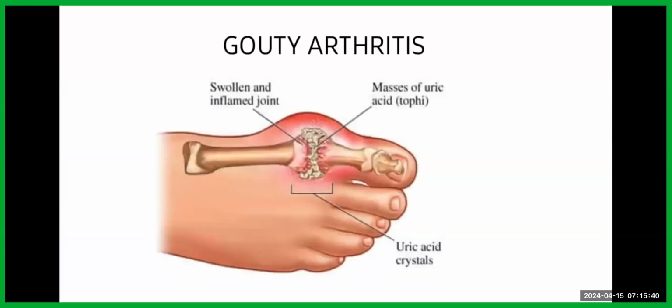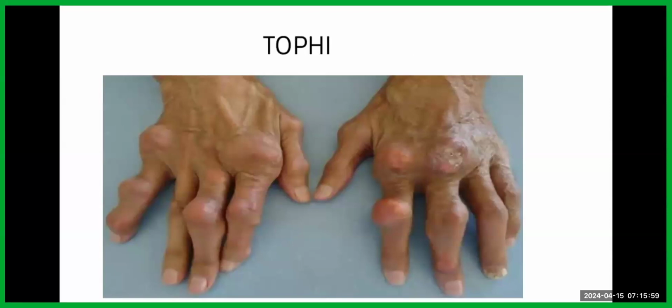So these are the questions. Let's briefly go through maybe 5, 6, 7 slides, just to highlight some of the key things that we have not mentioned. We can see the joint that is commonly affected, the metatarsophalangeal joint of the big toe. You can see there are swelling and masses of uric acid tophi there. And these are tophi; they can be deposited.